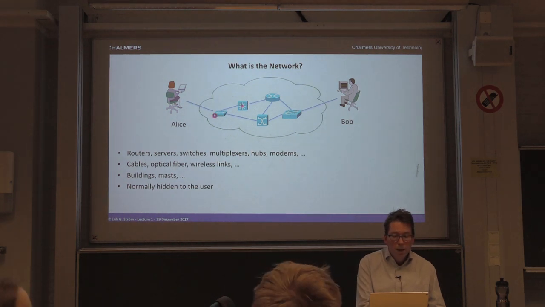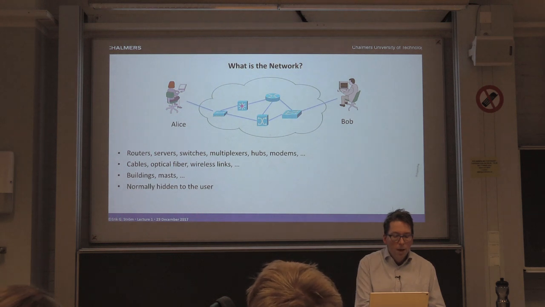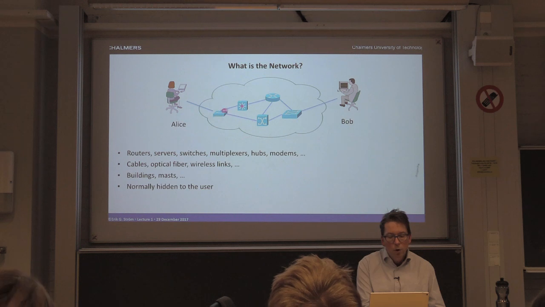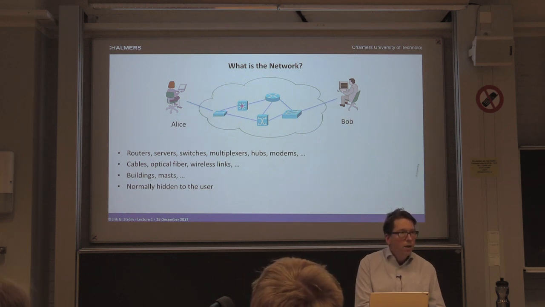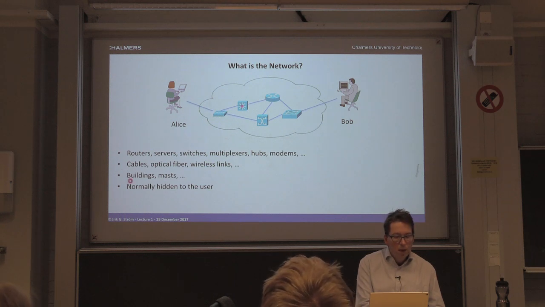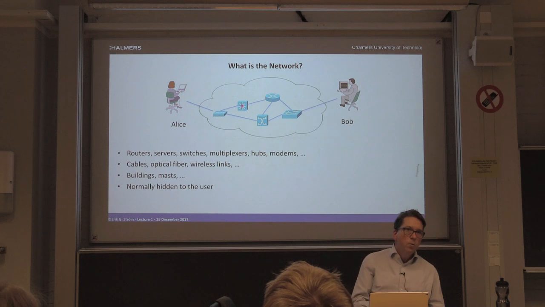So inside here we have all kinds of different boxes. There are routers, servers, switches, multiplexers, hubs, modems, and the list goes on forever. And there are cables, optical fibers, and wireless links interconnecting these boxes, right? On top of that, everything is placed in particular buildings or pieces of buildings, a cabinet inside a building. We also have big masts where you put radio equipment and so forth.